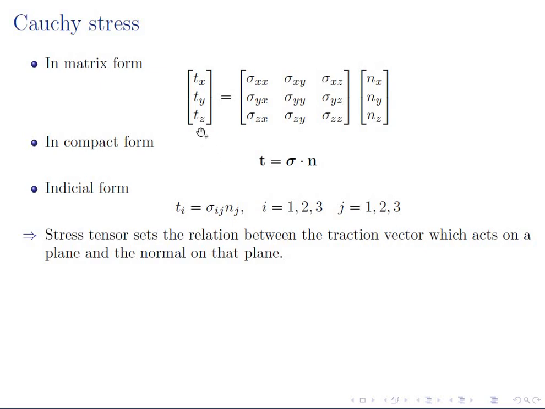So this is a relationship between the traction vector and the normal vector, and this second order tensor we usually call the Cauchy stress tensor. Why is it called the Cauchy stress tensor? Of course, it was formulated by Cauchy, and secondly, it defines the forces in the current configuration with respect to the area defined in the current configuration. And I can simply say that the stress tensor sets the relation between the traction vector which acts on a plane and the normal to that plane.